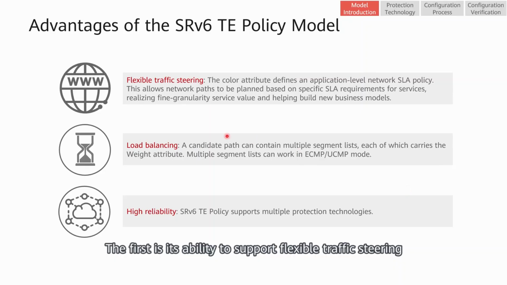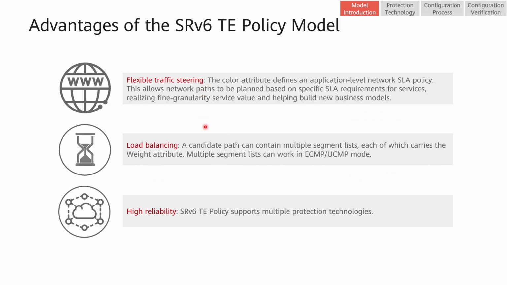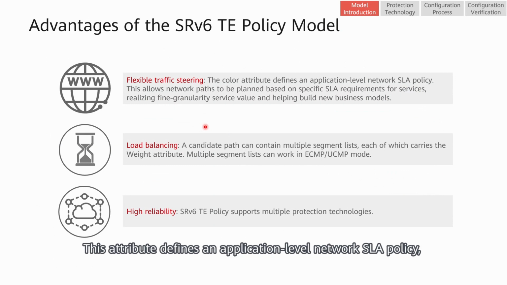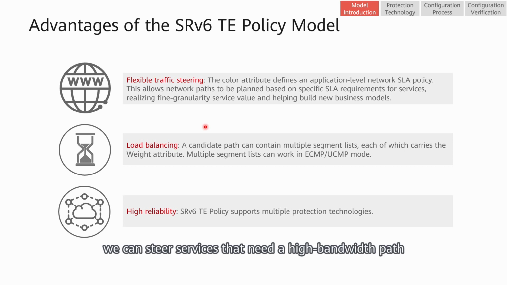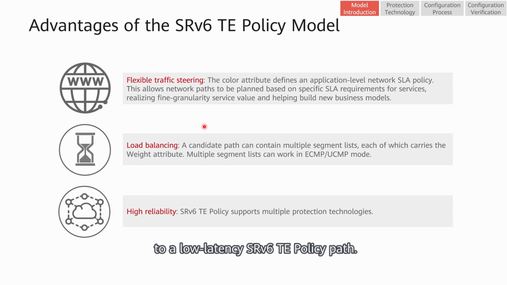The first is its ability to support flexible traffic steering thanks to the color attribute. This attribute defines an application-level network SLA policy, enabling flexible traffic steering for different services. With the color attribute, for instance, we can steer services that need a high bandwidth path to a high bandwidth SRv6 TE policy path, and services that need a low latency path to a low latency SRv6 TE policy path. The entire process is completely automated. Carriers can quickly meet users' SLA requirements to build new business models.